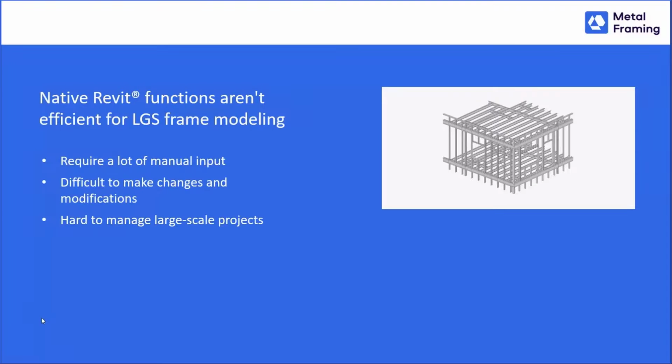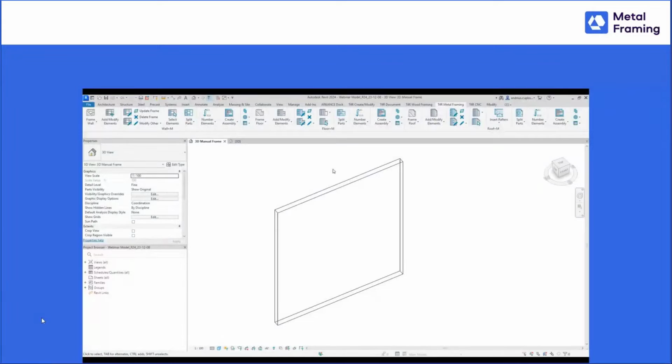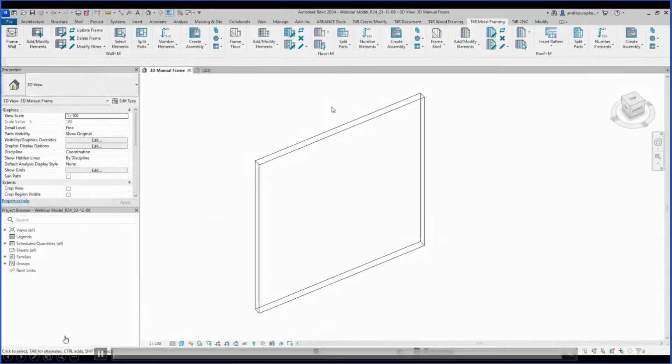Now, the second phase of the modeling, framing. Native Revit functions aren't efficient for light steel framing modeling, and it requires a lot of manual input. It's very difficult to make changes and updates, especially in large-scale projects. So let's again have a look at our couple of examples.